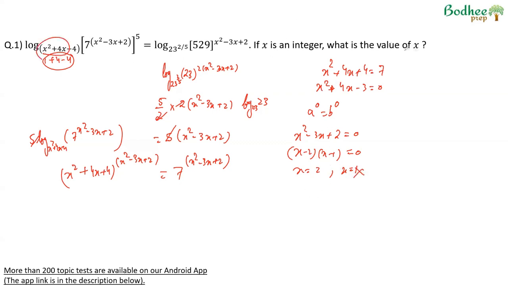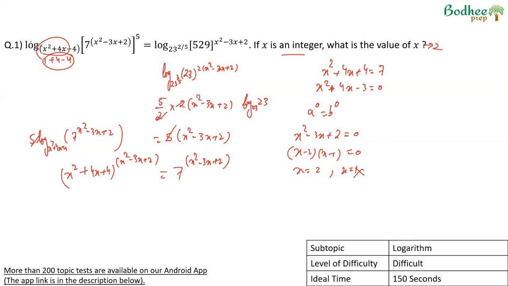X is an integer. What is the value of x? The only integral value that we have left is 2. That becomes my answer. I say moderate to difficult level of question because there are 2-3 changes that will have to be made for us to reach the quadratic. 2.5 minutes should be good enough to answer this question.